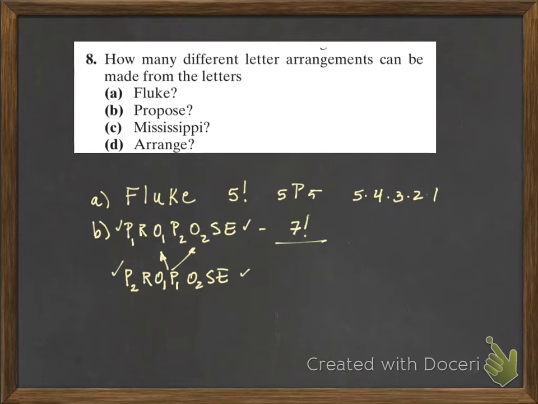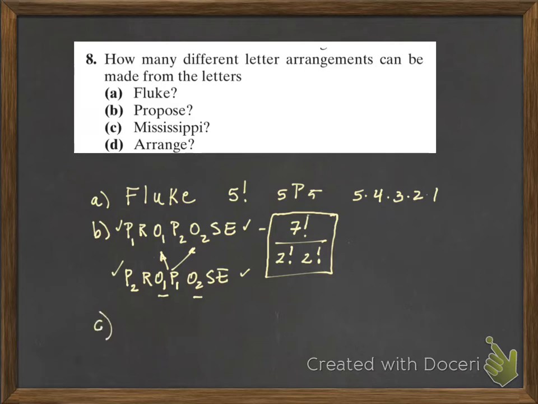So since there are 2 P's, we're overcounting by 2 factorial, so we're going to divide out 2 factorial. Similarly, we're overcounting for every arrangement of the permutations of the O's, of which there are 2 factorial. All right, so this is how we deal with an arrangement of objects, some of which are indistinguishable. So let's see if we can scale that up to a few more letters that repeat.